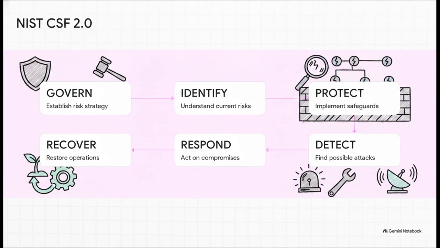It's basically a continuous life cycle. First, you govern your overall risk strategy. Then, you identify and protect your assets. But you also have to assume a breach might happen, which is why it's absolutely crucial to maintain the ability to detect, respond to, and, finally, recover from active compromises.